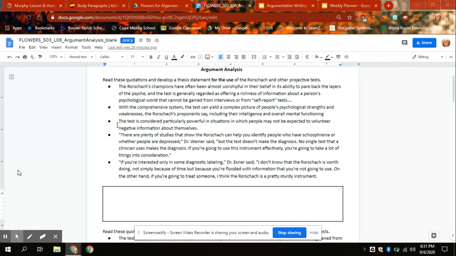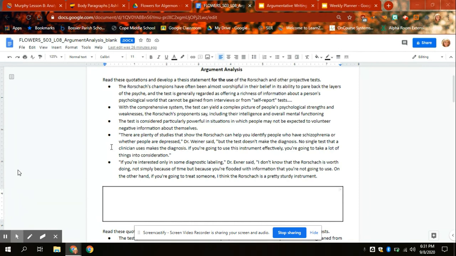The third one, the test is considered particularly powerful in situations in which people may not be expected to volunteer negative information about themselves. So, again, something in common here, them not volunteering information about themselves.